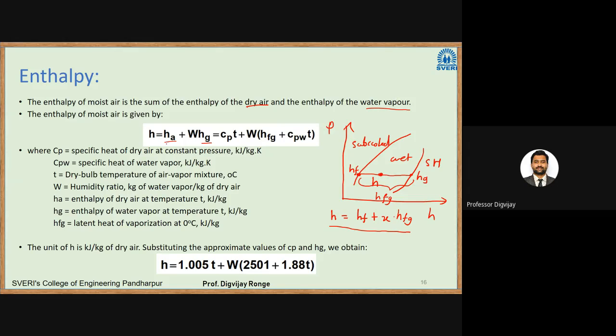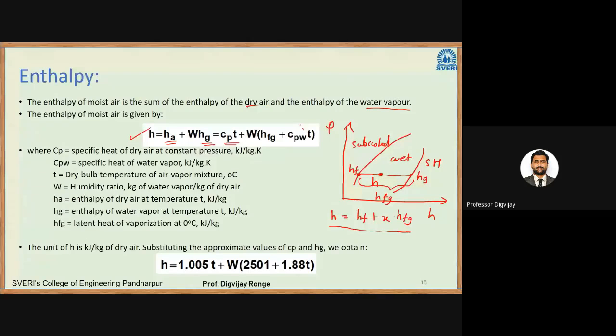Now this ha we can replace with Cp into T, Cp for air into its dry bulb temperature, plus W into, in bracket, hg, which they have replaced with hfg, the enthalpy of saturated liquid water, plus Cpw, the specific heat for water, into T, the dry bulb temperature. So this is the formula for enthalpy of moist air: Cp T plus W into (hfg plus Cpw T).